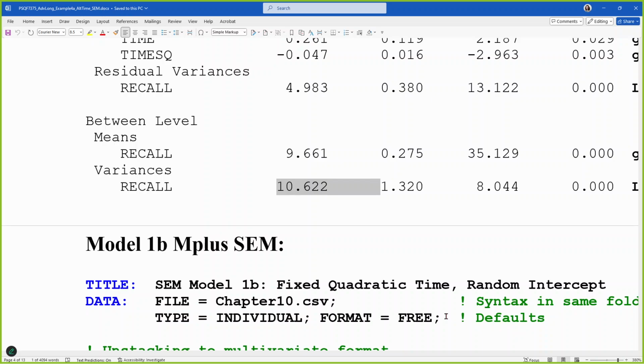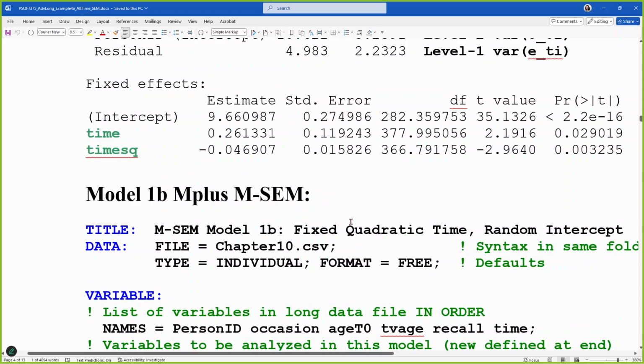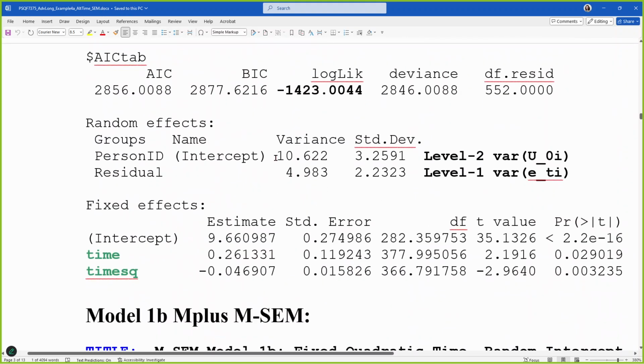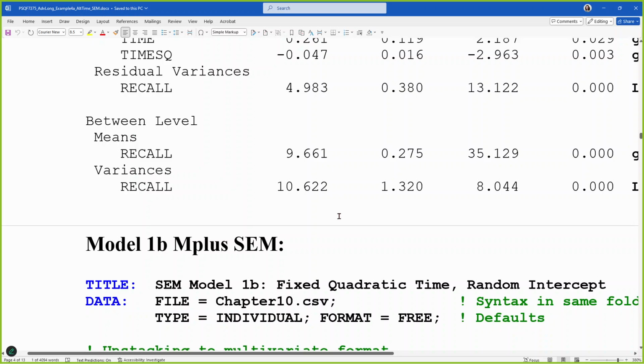The level 2 variance. Level 2 variance, which one? U sub 0. There's only one U in this model, so that's what it would have to be. So yes, 10.6 is what we would call the random intercept variance. That's what the variance of recall at the between level means.